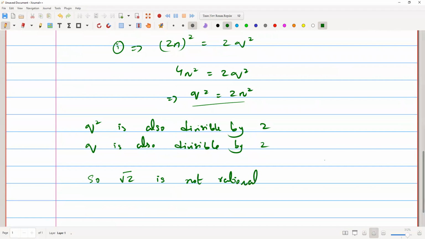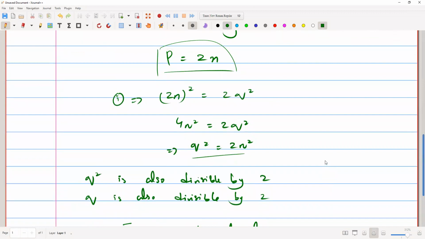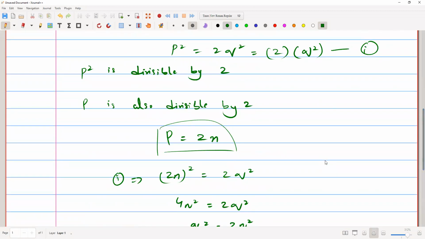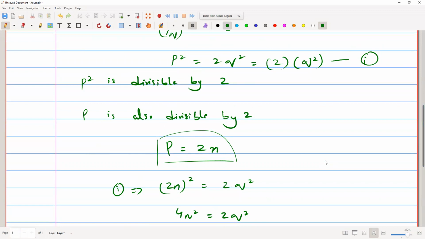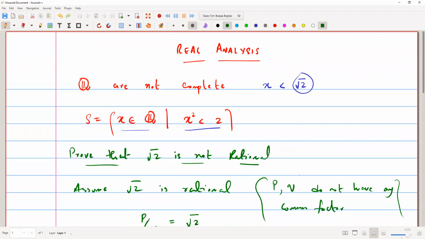So that's why the square root of 2 does not belong to the set of rational numbers, and in this case we cannot find a least upper bound. Here we cannot find a least upper bound which belongs to the set of rational numbers, or which belongs to the universe of rational numbers.